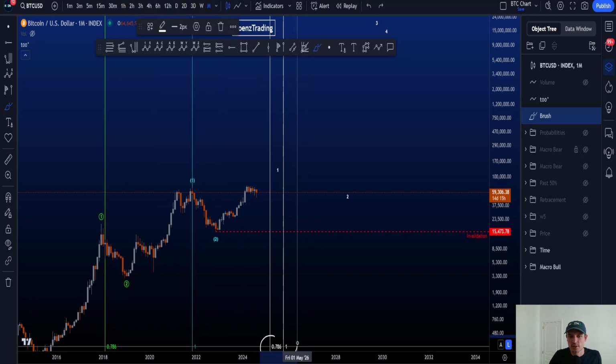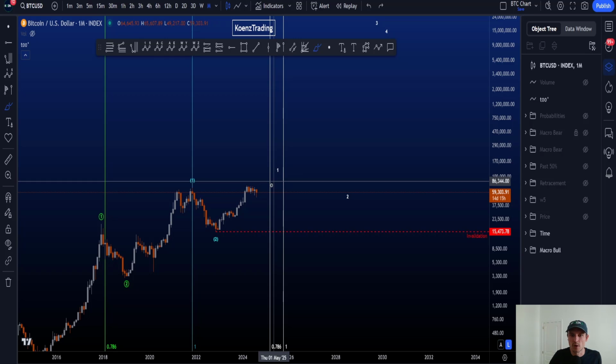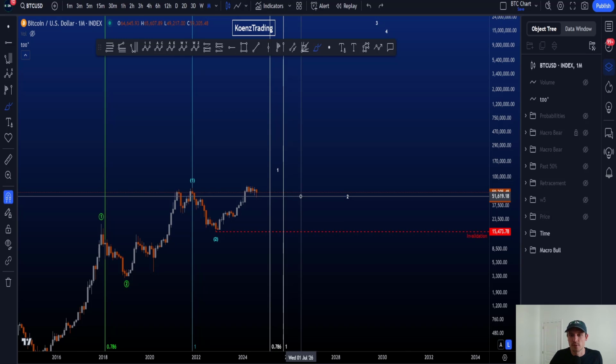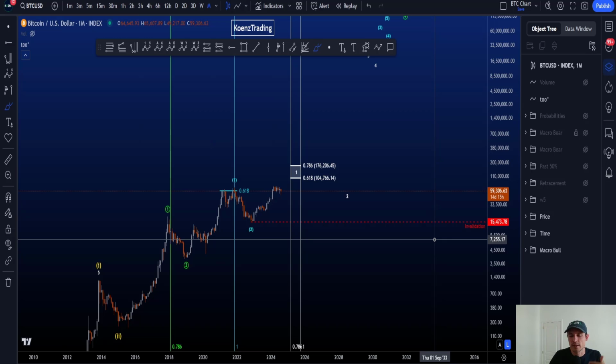Toggling on the 0.786 and the 1-to-1, it gives you a target for an all-time high for the white wave 1 between March 2025 and October 2025. Now, we can do the same with regards to getting a price target.